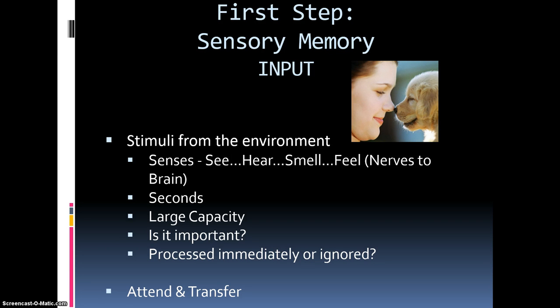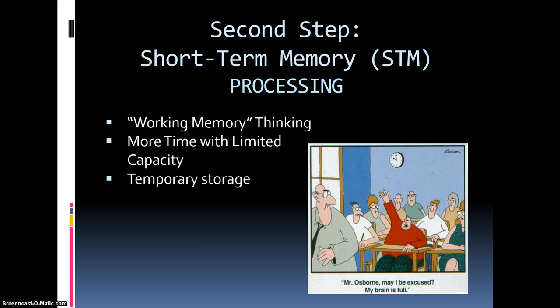The mind is saying, is it important? Should I process it immediately or ignore it? So there's important information and non-important information coming in. And the mind here is attending to this information and transferring it, or it's ignoring the information. If it sends this information on, it goes to the next or second step, the short-term memory.